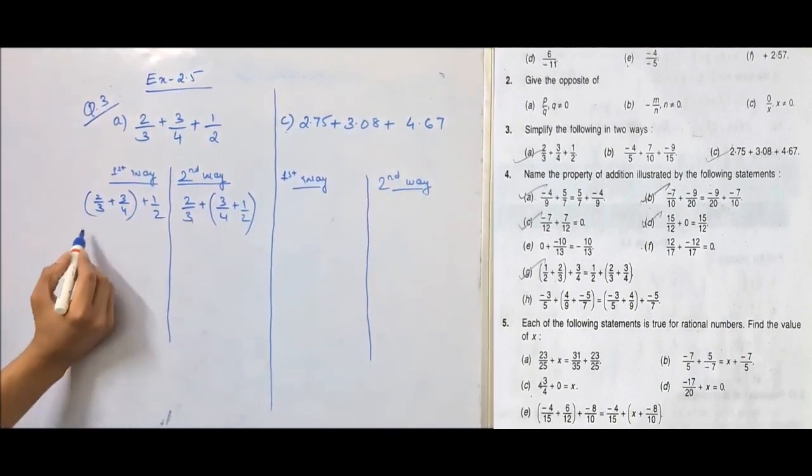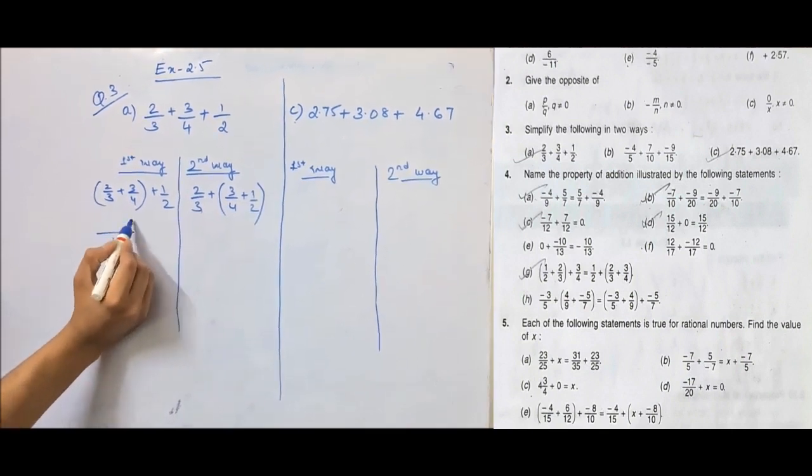Now let us go ahead. Now here you can see the LCM of 3 and 4 will be 12 as they are co-prime numbers.